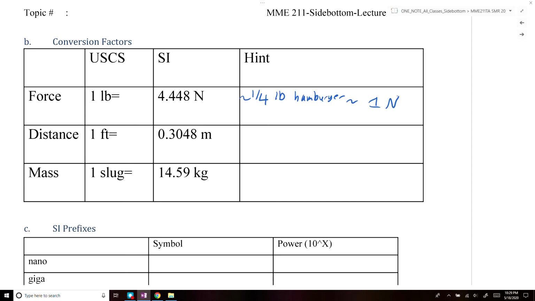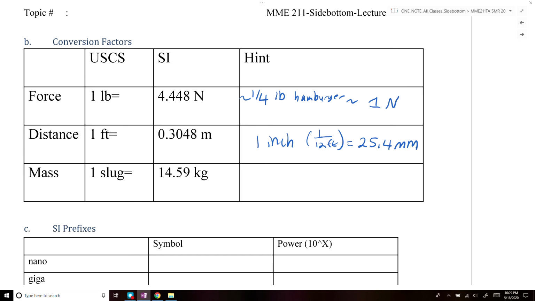Distance between two things, or converting between feet and meters, you can remember 1 foot is equal to 0.3048 meters. The one I always remember is that 1 inch, which is 1/12 of a foot, is equal to 25.4 millimeters. Right. And then the mass unit for USCS is a slug, which is about 14.59 kilograms.